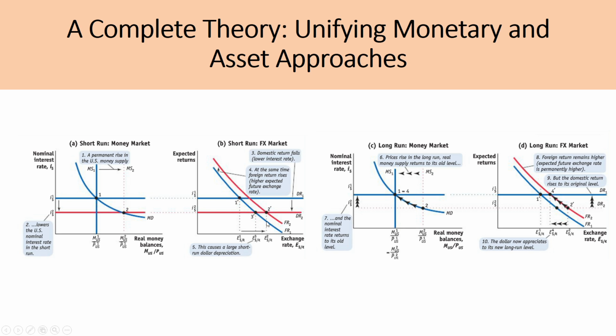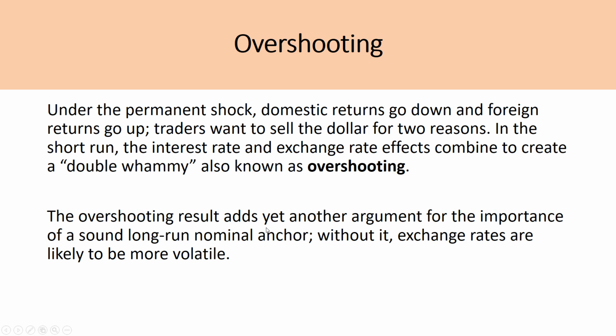So actually, the long-term equilibrium exchange rate is much lower than what it is right now, and that's called overshooting. So under the permanent shock, domestic returns go down and foreign returns go up. Traders want to sell the dollar for two reasons, right? For the fall in domestic returns and the increase in foreign returns.